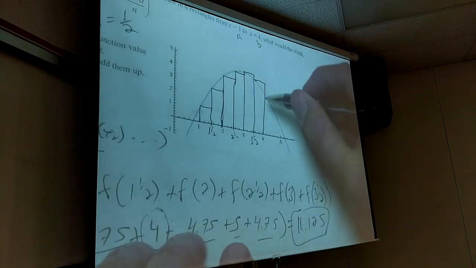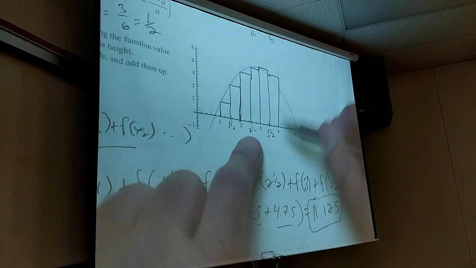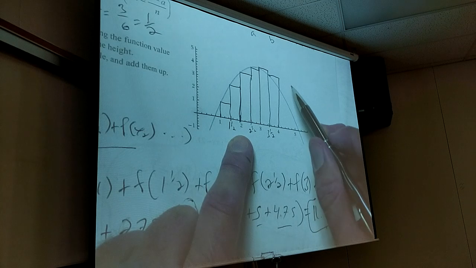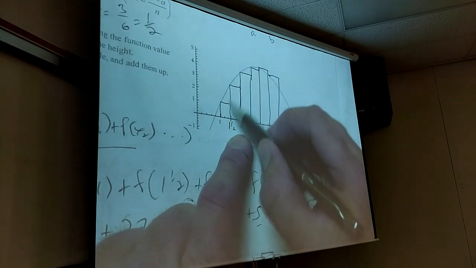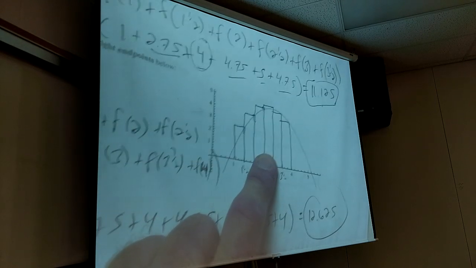Why was this an under? Do you see how that's less than this? I was thinking about it, and I didn't. From the picture, can you see that it's going to be an underestimate? Because my rectangles more often are under than over. This one's going to be an overestimate because it's the exact reverse.